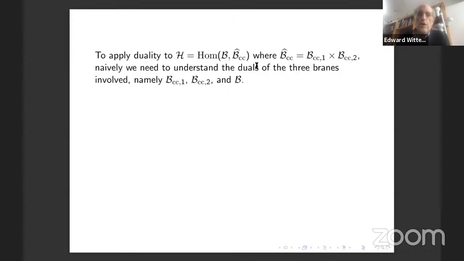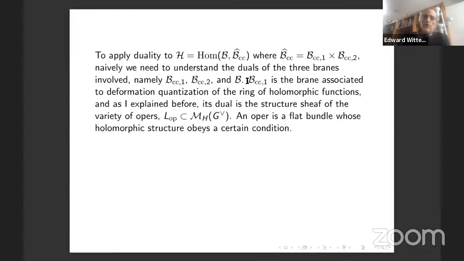To apply duality to Hom from B to BCC hat, where BCC hat was the product of the two coisotropic branes, naively we need to understand the duals of the three branes involved: the canonical coisotropic brane, its cousin with opposite complex structure, and the brane supported on the diagonal. So as I explained before, BCC1 is the one that Beilinson and Drinfeld showed its dual is the structure sheaf of the variety of Op pairs. An Op pair is a flat bundle whose holomorphic structure obeys a certain condition that I'll state later. So that's the result of Beilinson and Drinfeld that I struggled with and eventually got to, and I got a reasonable answer from the physics point of view.